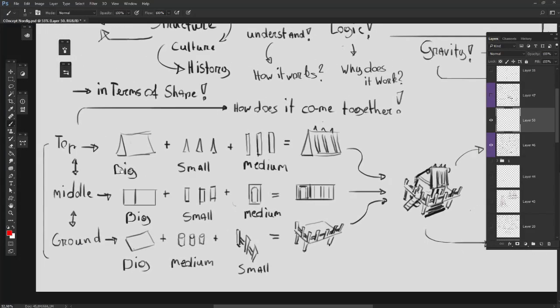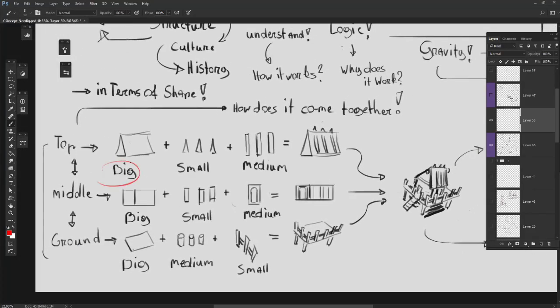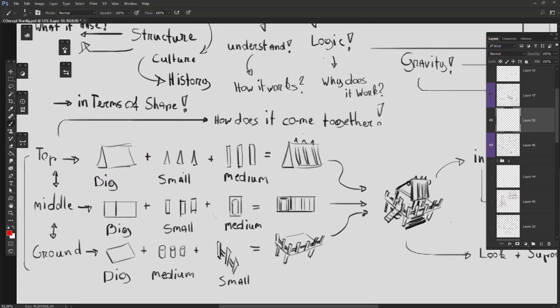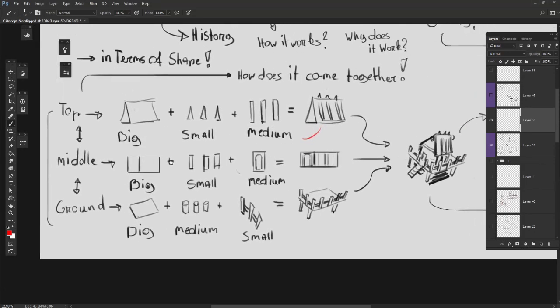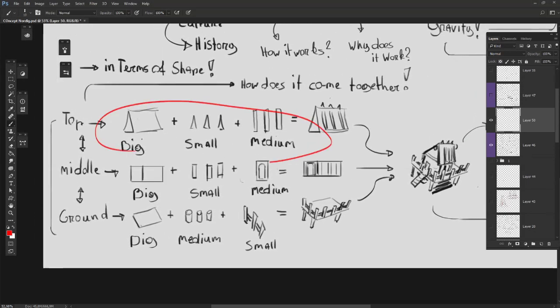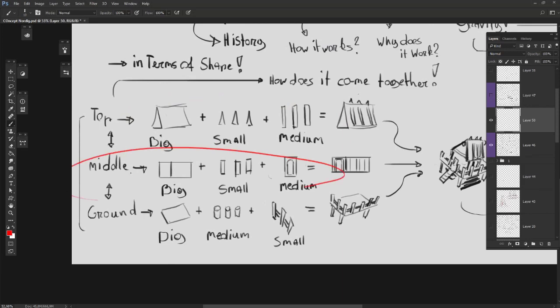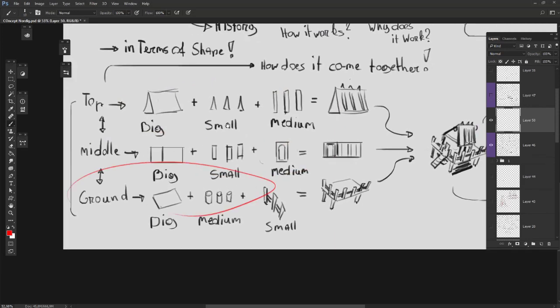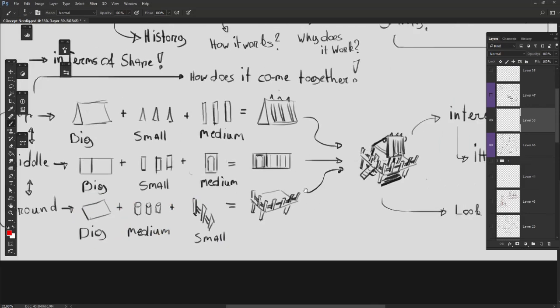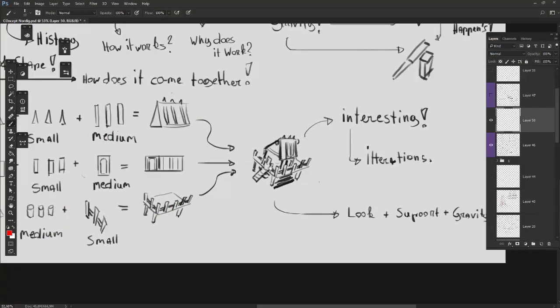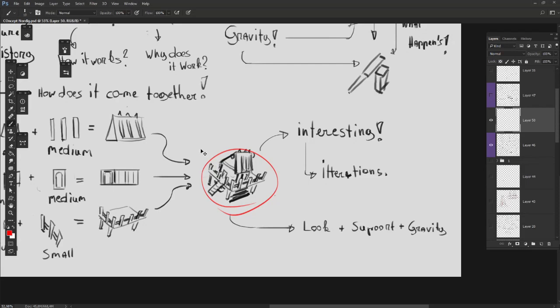For example, here we always start with a big shape, then a small, and then a medium one. Then we combine those three shapes together. Think about the top, think about the middle one, think about the ground. The same happens here. Big, small, medium. Big, medium, small. And then we combine all of those three together and make a really interesting building.